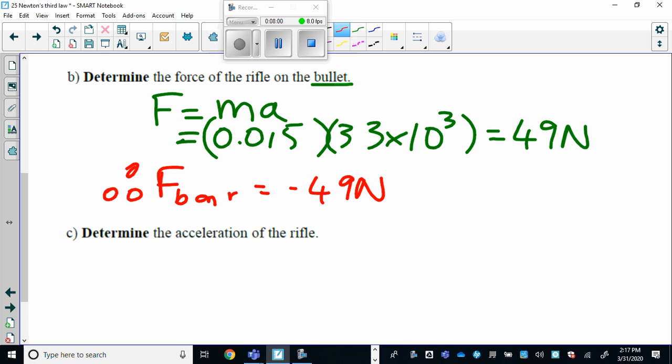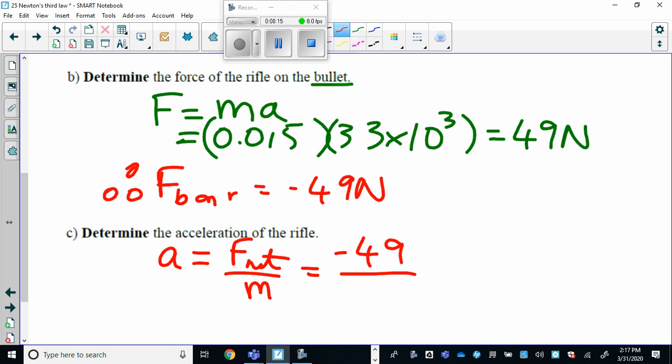And determine the acceleration of the rifle, same as our previous problem. Acceleration equals the net force divided by the mass. Here it's negative 49 or just 49. It's irrelevant as long as you say it's going in the opposite direction. Divided by the mass, and now of course we're talking about the acceleration of the rifle, so we want the mass of the rifle. You divide those and you get negative 8.2 meters per second squared, which is obviously considerably less acceleration than the bullet, but still it's going to hurt you if it hits you in the shoulder.